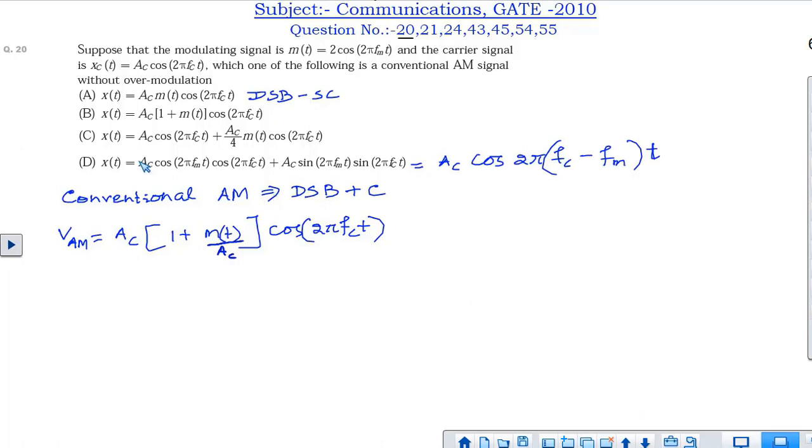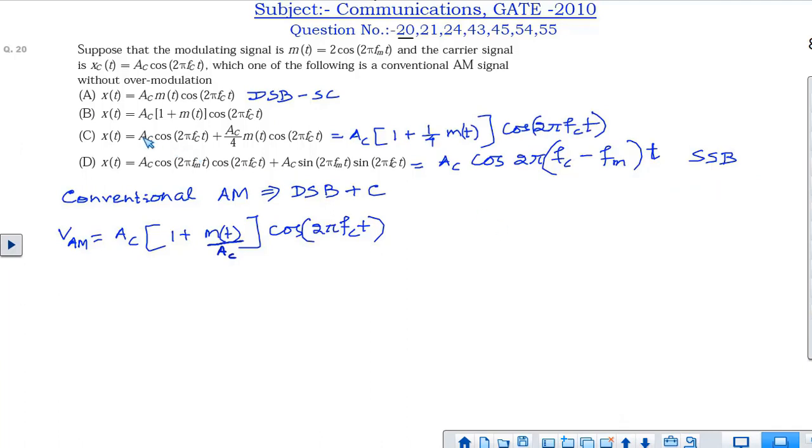Next, let's check for option D. Option D, if you see, this is nothing but the expansion of cos(C minus D), because cos into cos function is there plus sin into sin function is there. So we can simply represent this as Ac cos 2 pi (fc minus fm) t. This fc minus fm is nothing but the single sideband, that is the lower sideband amplitude modulation. So you can say this is the SSB, that is the single sideband AM modulation. So this is also not the conventional AM signal. So option D is also eliminated.